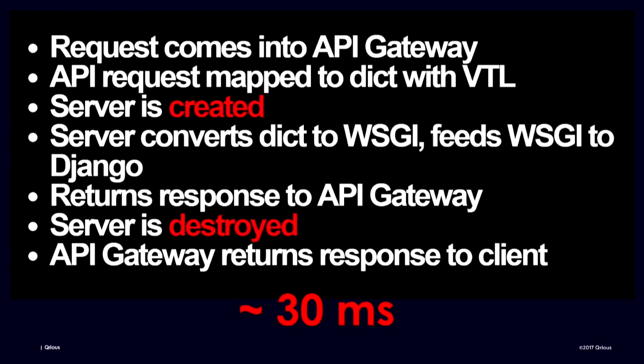A request comes in, it gets turned through the virtual tape library. I didn't know what VTL was until I saw this slide last night. A server on the fly is created. It serves up your WSGI request, and then it dies. It's destroyed, and this all happens in 30 milliseconds. Your Python logic can be executed, implemented, and done, and then you can forget about any of the maintenance. You can fire your DevOps team, is the claim.